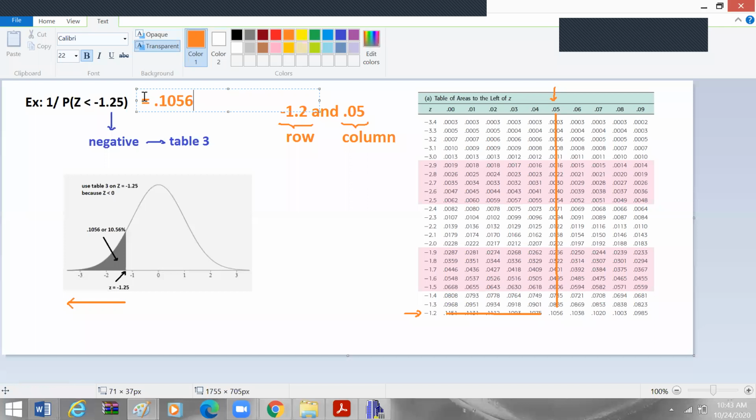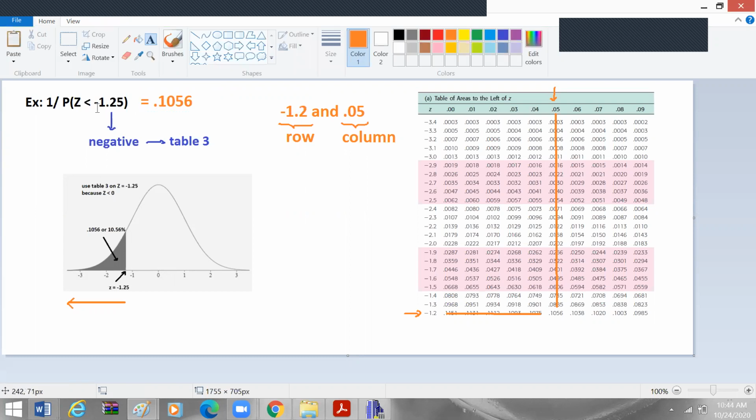Are we good? Simply, whenever you see values, you need to identify whether they are negative or positive. Negative 1.25 is a negative value, so we go to table 3. Then we take into account the first digit and the first decimal, so that's negative 1.2, and then we go to 0.05, reading that as negative 1.25. We take the intersection, and we get the answer, which is 0.1056. Are we good?